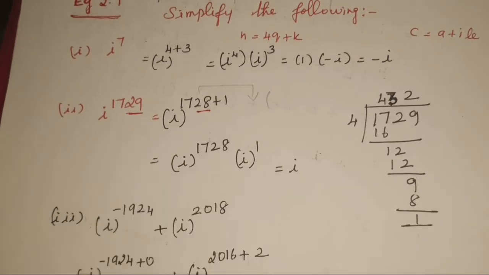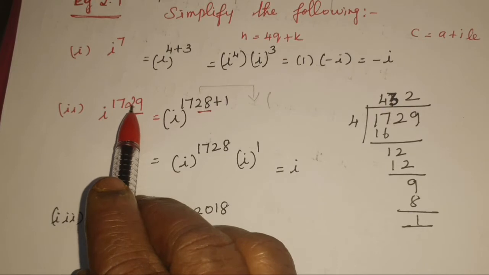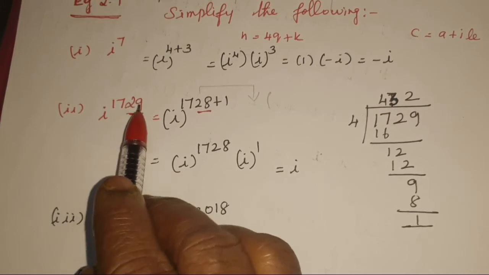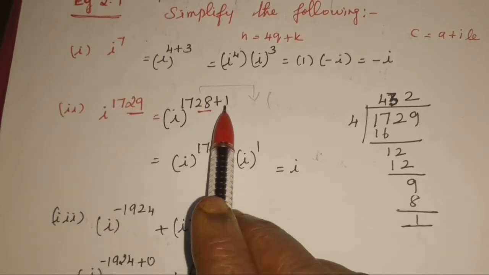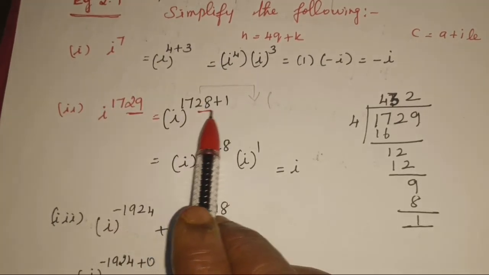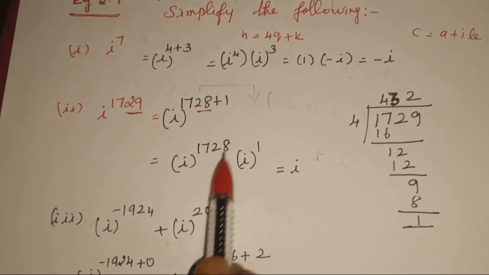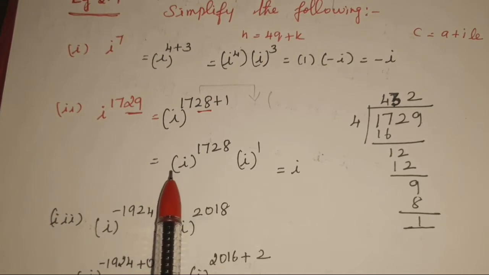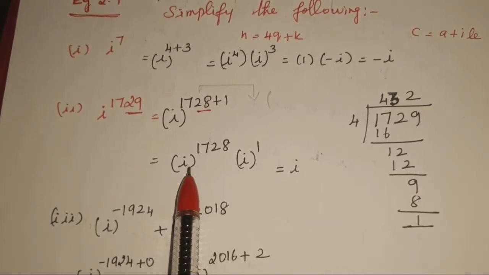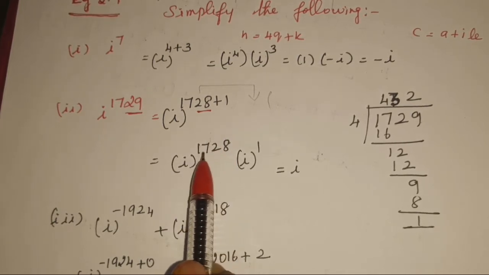If the last 2 digits are divisible by 4, then the number is divisible by 4. Say the 4 table up to 29: 7 fours are 28, the balance is 1. That one I rewrite here: 1728 plus 1. Therefore i power 1728 is a multiple of 4, that is i power 4 whole power. Multiples of 4 give the value 1.